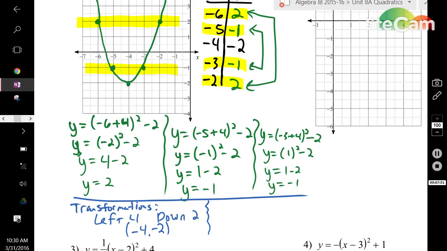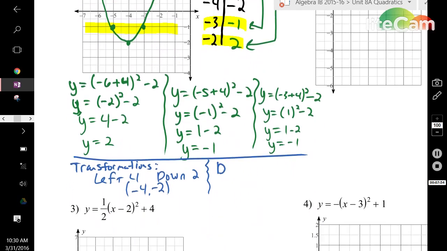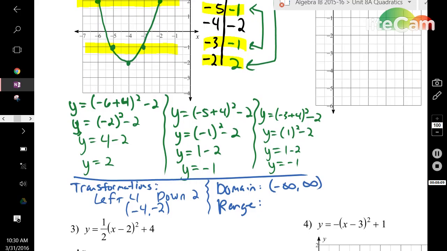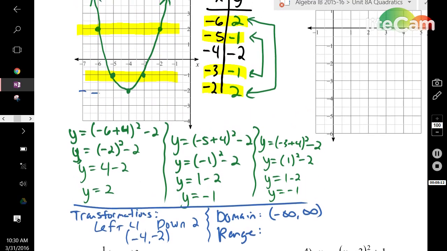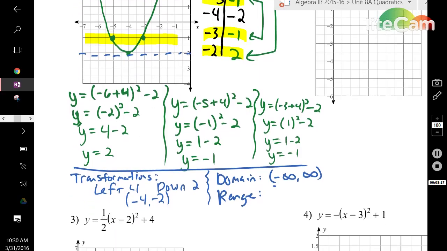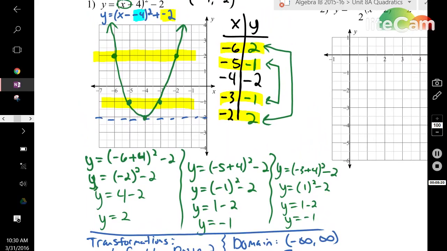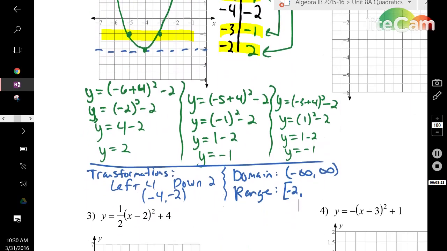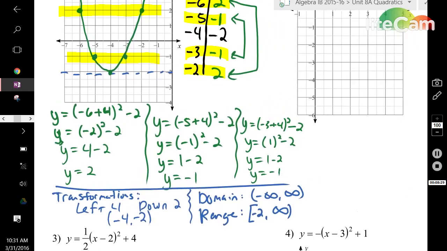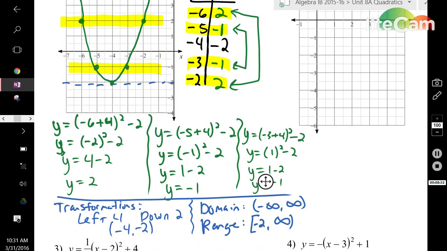Now as far as domain and range goes, domain goes left and right forever, negative infinity to positive infinity. It hits all the x values. Range, your y values: does it go down forever, does it go up forever? Those are the questions you've got to ask yourself. Well, on this graph you can see it bottoms out there. That's the lowest point possible. So negative 2 is your lowest point. These arrows go off up forever, so it goes on to positive infinity. And that's your range.